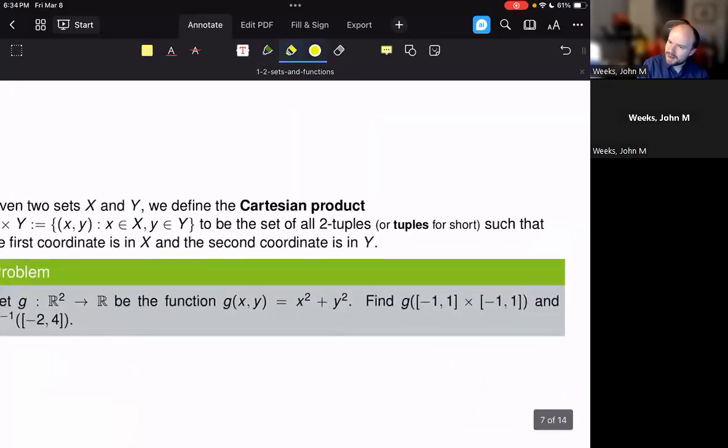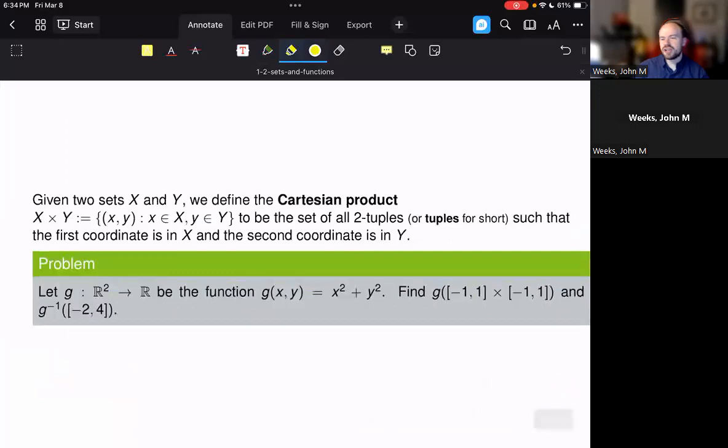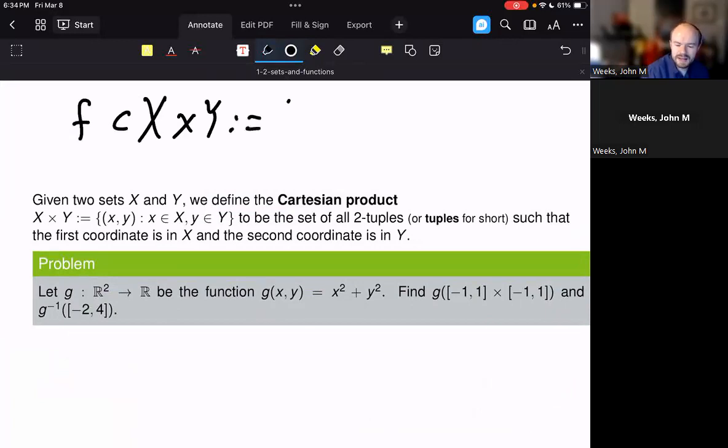So another way to write functions is with regards to the Cartesian coordinates. You may have seen this definition of a function before. One way to write a function is to say that it is a subset of the Cartesian product of x cross y. Say x is the domain of our function, y is the codomain of our function.